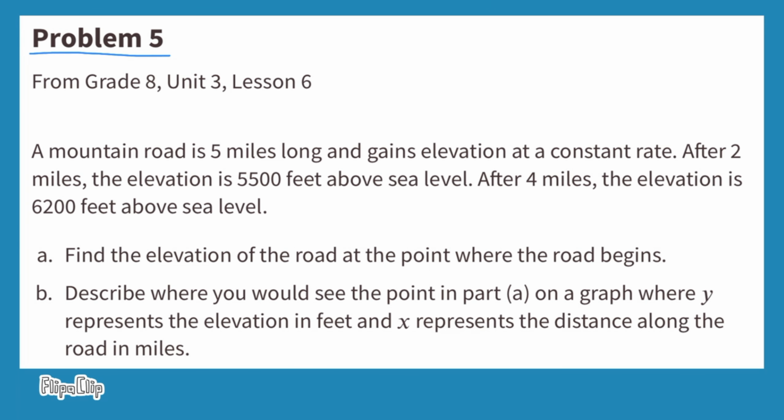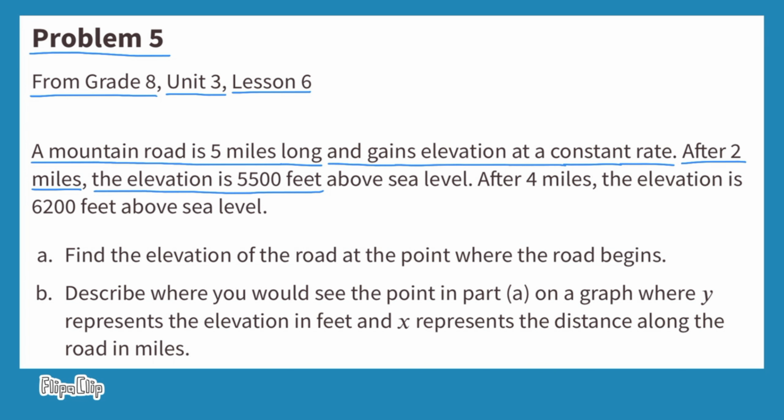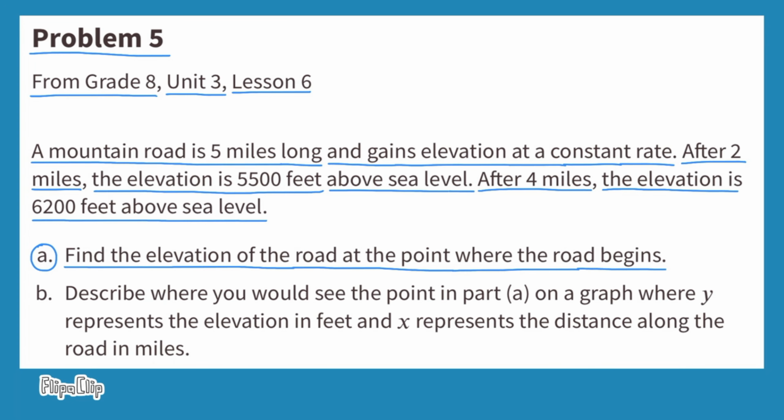Problem number 5, from 8th grade, Unit 3, Lesson 6. A mountain road is 5 miles long and gains elevation at a constant rate. After 2 miles, the elevation is 5,500 feet above sea level. After 4 miles, the elevation is 6,200 feet above sea level. A. Find the elevation of the road at the point where the road begins.